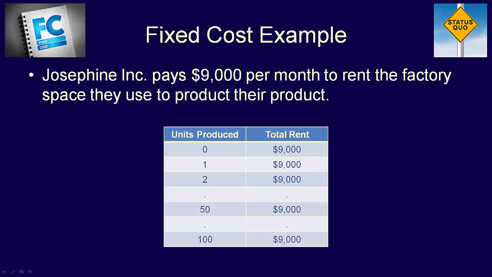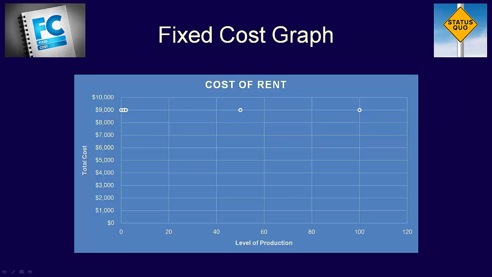What if the company produces 50 or 100 units? Still $9,000 in total fixed costs. Fixed costs do not change with the level of activity. Let's graph this to see visually how fixed costs behave with changing levels of activity. Again, our y-axis is the total cost, and the x-axis is the level of activity, which in this case we know is the number of units the company produces.